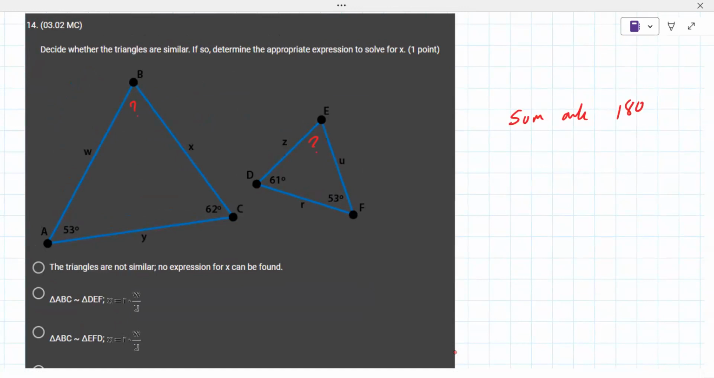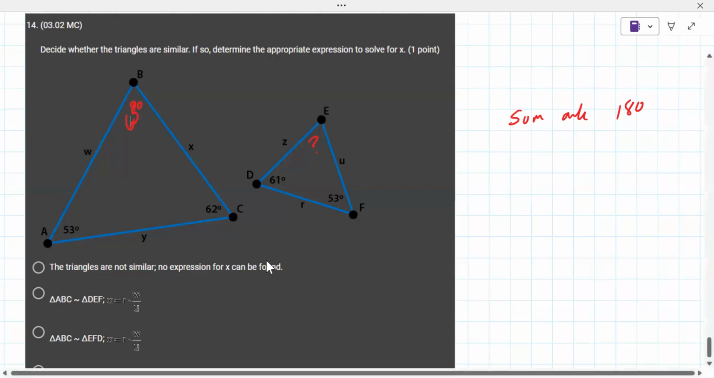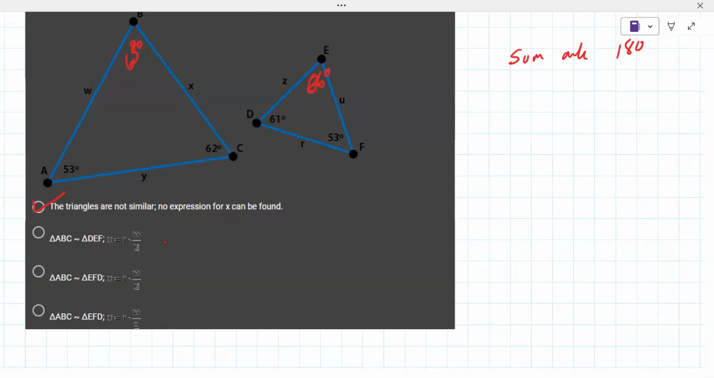All right. Let's see. The first one would be 65. Okay. And then the next one would be 33, or no, they got that up to 180. Let's see. Calculator's being weird. Hold on. Oh, 66. So are the angles the same? No. So they're not similar. So all the angles have to be the same.